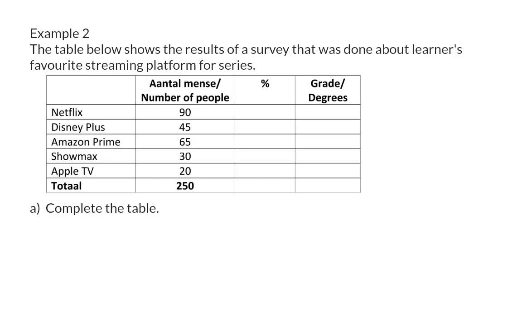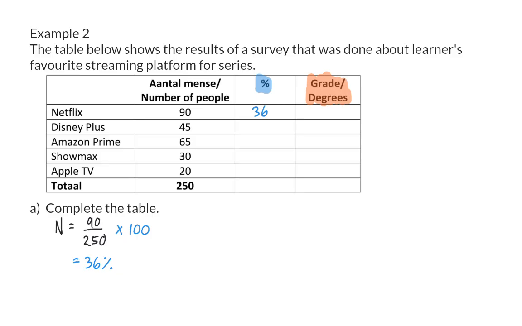To complete the table, you need to determine the percentage and how many degrees each platform makes up of the total number of data. And for both columns, we're going to start off determining what fraction each platform is of the total. So starting with Netflix, we know that 90 out of the 250 people prefer Netflix. To convert this to a percentage, we need to multiply the fraction by 100, and this will give us 36%.